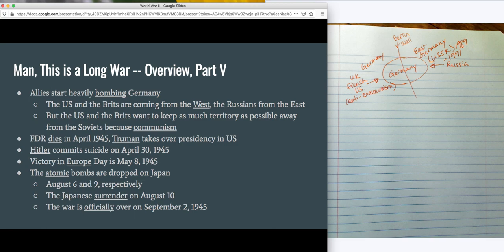Victory in Europe Day is May 8th, 1945. They dropped the atomic bombs on Japan on August 6th and August 9th, respectively. August 6th is Hiroshima, August 9th is Nagasaki. And Japan officially surrenders on August 10th, which is Victory in Japan Day. So we have VE Day and VJ Day. And the war is officially over, all things told, on September 2nd, 1945.